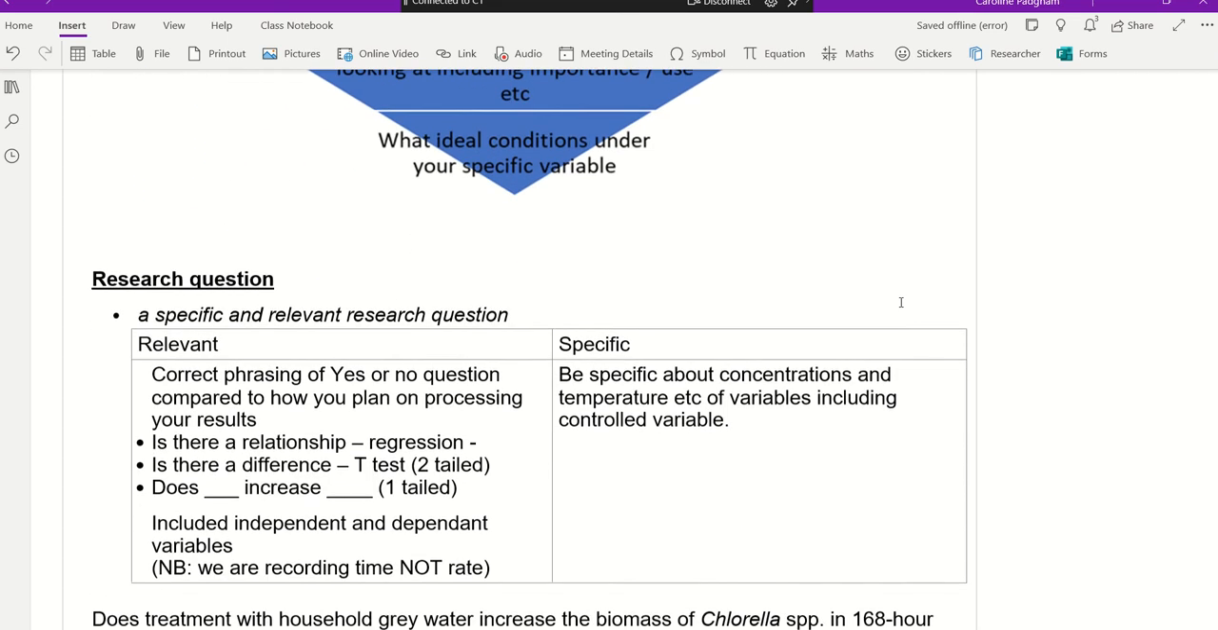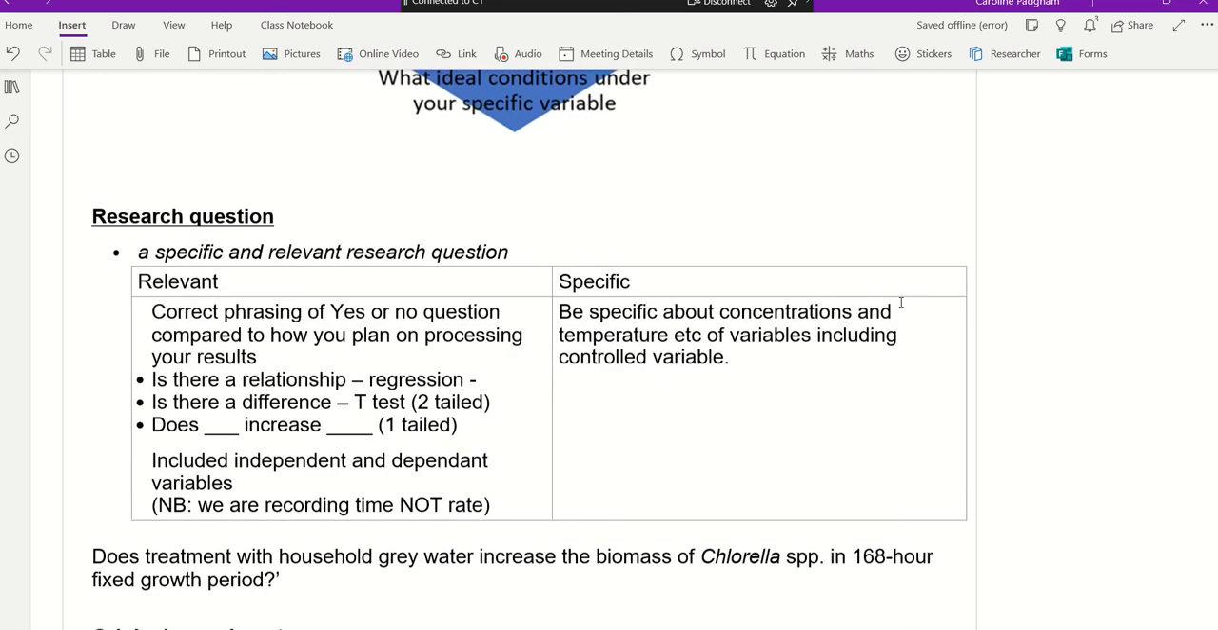All right. Research question. Specific and relevant. So, relevant. Is it a yes or no question? Has to be yes or no. Does this affect this? Is there a difference between this? I can answer it with a yes or a no. I'm not gonna, but I can answer it with a yes or a no.